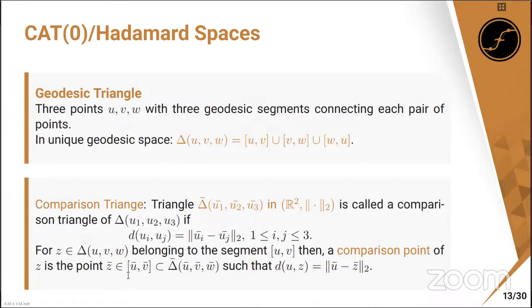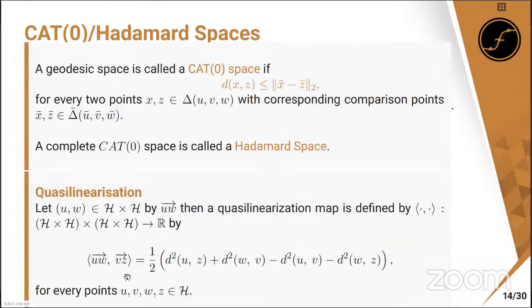Then we have geodesic triangle, comparison triangle. Then we also have a CAT(0) space. Another important thing is the quasilinearization map, which is defined by this relationship, on H cross H into H cross H. Basically, what it does is it generalizes the inner product from the linear space into the Hadamard space, into the CAT(0) geodesic spaces.